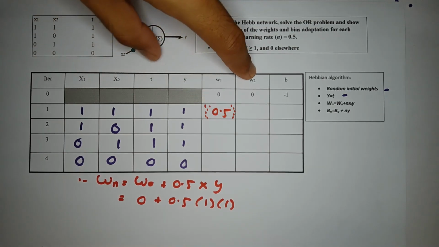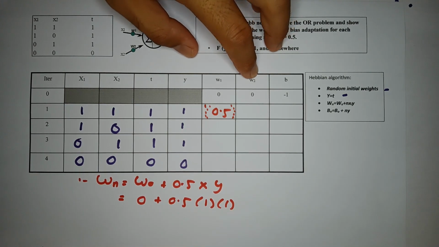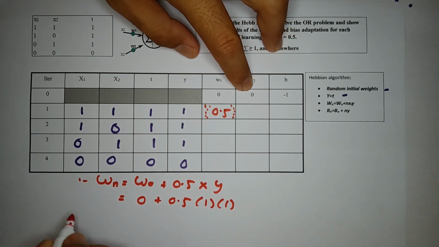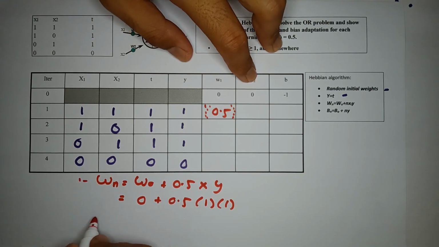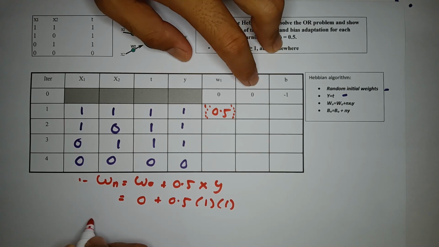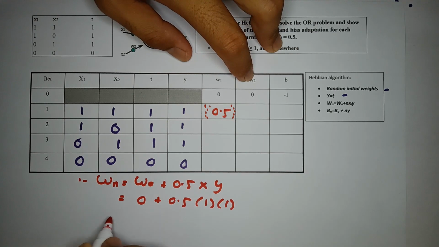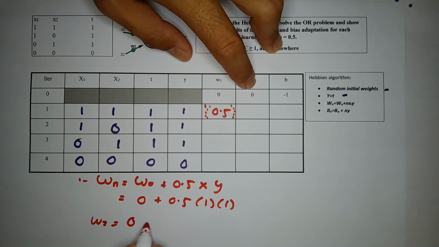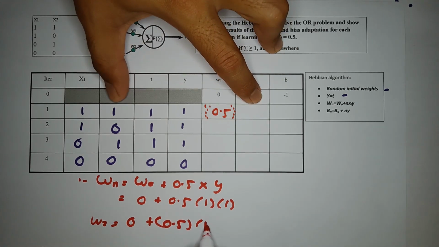Let's move on to the second part, the W2 part. It is the same thing. For iteration number 1, W2 of the old one will be equal to 0 plus 0.5 times x for the second input, which is equal to 1, and then y will be the same, equal to 1.